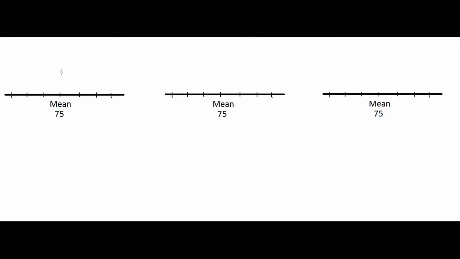Let's imagine that I'm teaching a class of 4 students, and all 4 of my students are taking an exam, and the mean of my class is 75. In other words, if I added the 4 exam scores and divided the total by 4, the mean would come out to 75.